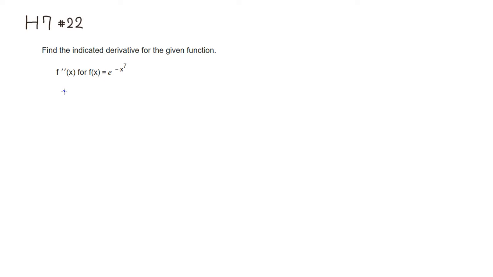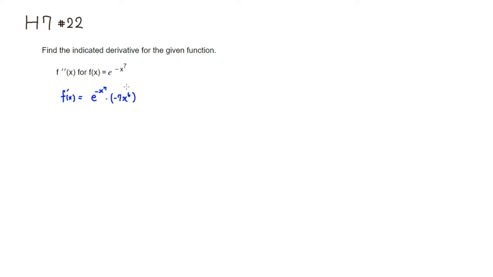So f prime of x is going to be, this is the chain rule. The derivative of e to the x is e to the x, so you get exactly the same thing, except that we have to multiply by the derivative of the inside function, which is negative x to the 7th power. Using the power rule, the negative sign is still there, put 7 in front, x to the, subtract 1 from the power, so it's 6.